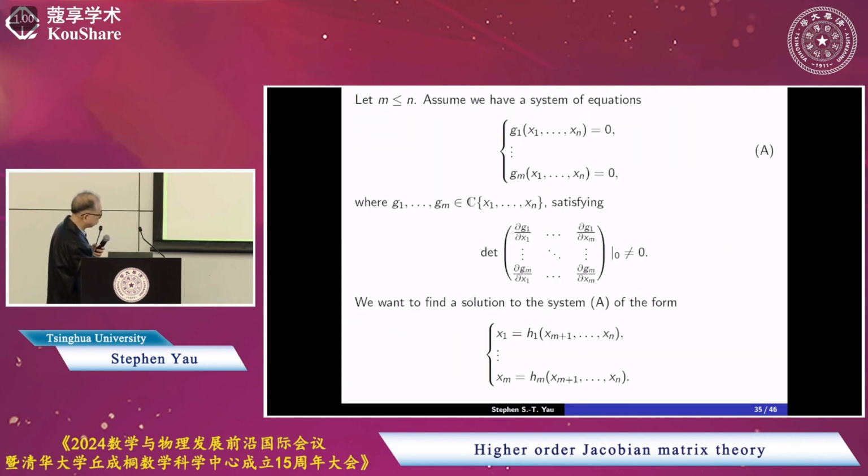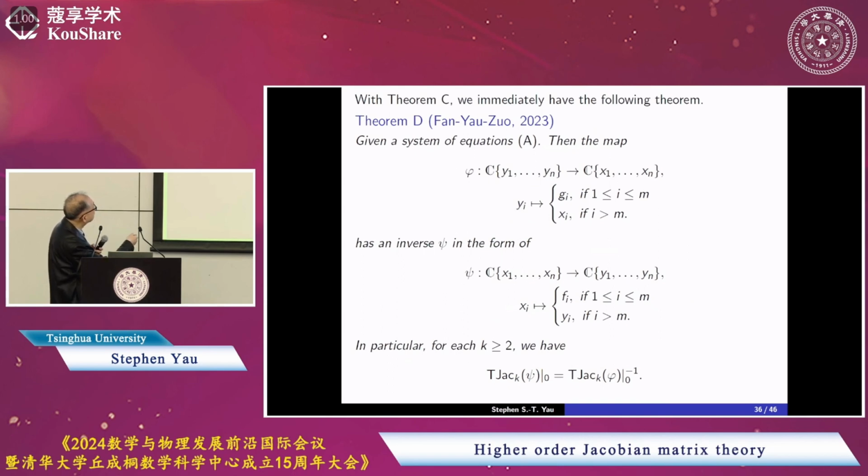For example, you want to solve a system. Assuming that the determinant of the upper left corner matrix is not zero, by the implicit function theorem you should be able to find a solution of this form. Now the theorem says that you can do it in this way. You send y_i to g_i if i is less than or equal to m. Then the inverse is given by psi, explicitly given here. For k greater than or equal to 2, the transformation Jacobian of psi is equal to the transformation Jacobian of phi inverse evaluated at zero.